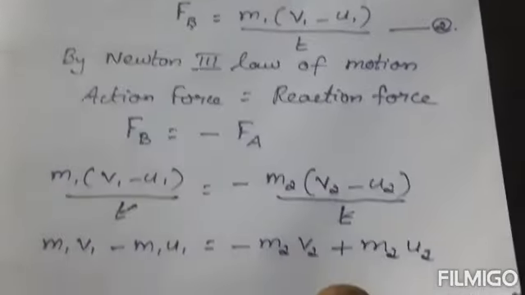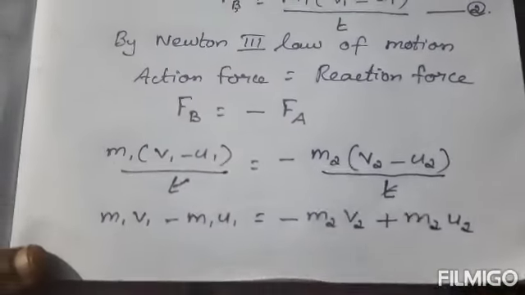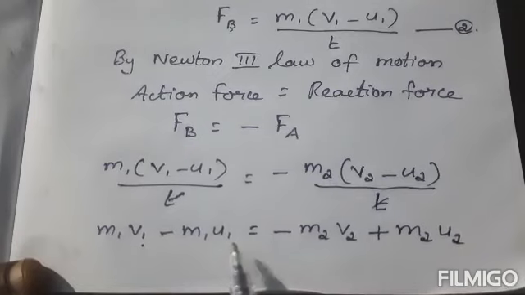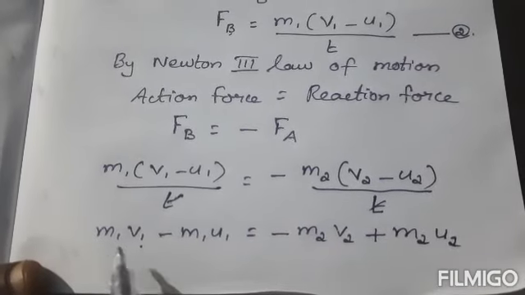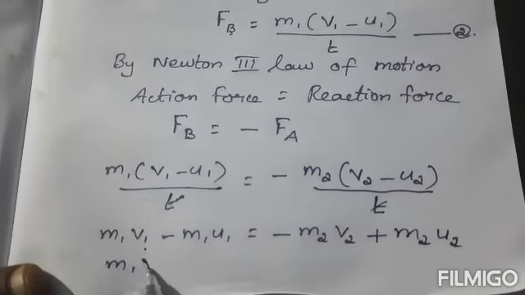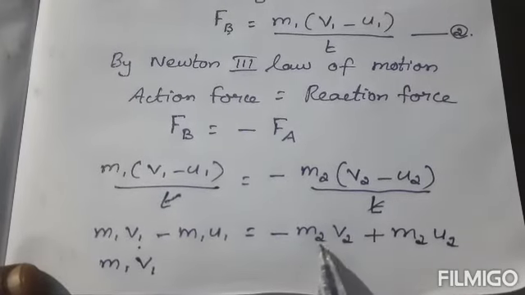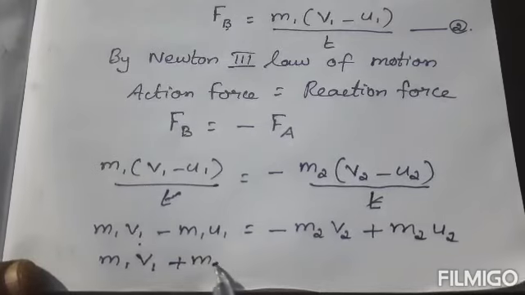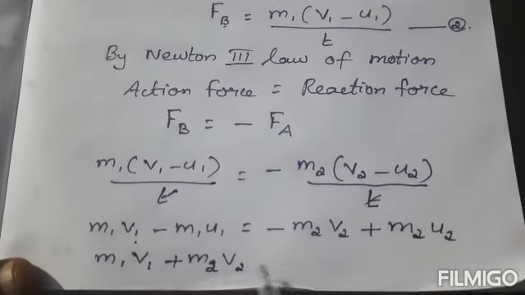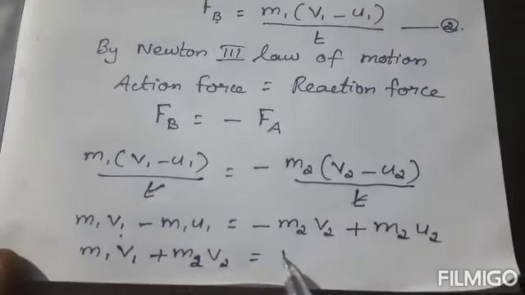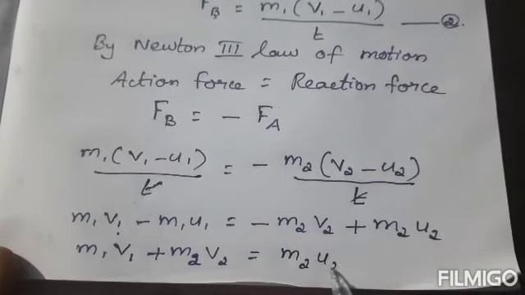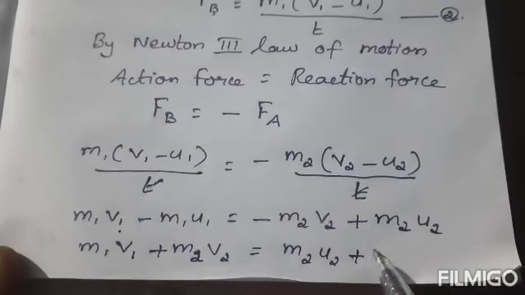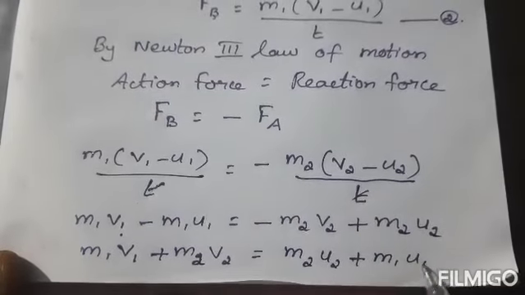Then you understand this? Here v1, here v2, take one side; u1, u2, take one side. Okay, so first m1 v1, here minus m2 v2 equal to the side coming, so what will we get? Plus m2 v2 equal to, here already you got m2 u2, here minus m1 u1 is there, that you take as plus m1 u1.